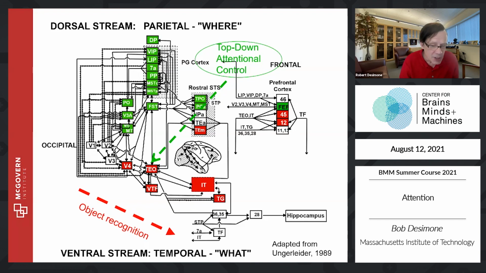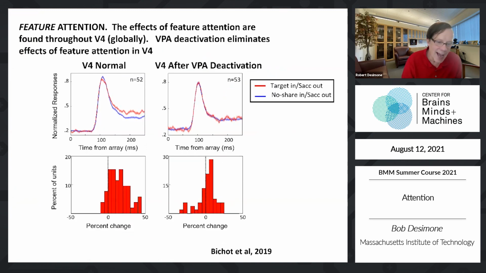Now, what about the object recognition system? So far, we've kind of ignored that here. Is VPA the source of that modulation? So we repeated this exact same experiment, but instead of recording in the frontal eye fields, we recorded in area V4. On the left are the responses in V4 before the deactivation, and the difference in response between the red and the blue line shows you the enhancement for feature-based attention in V4 in the normal case. Me and other people have seen this in many cases. But on the right, you see what happens in V4 after the VPA deactivation, and you can see that feature-based enhancement completely goes away.